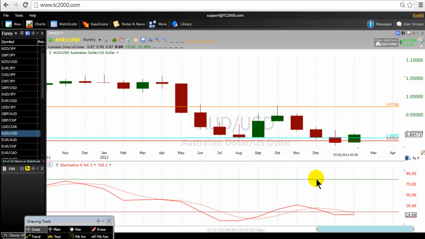The first level that we must watch is the short-term equilibrium price level at 8868.